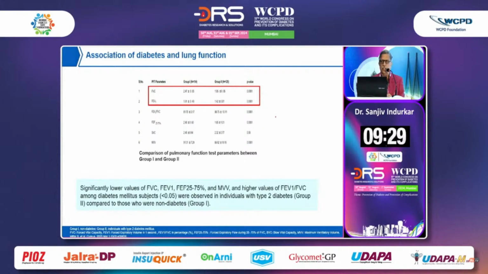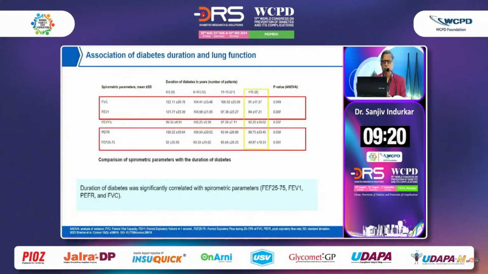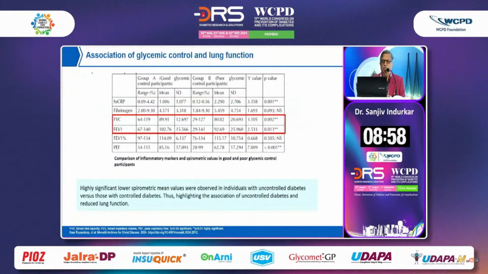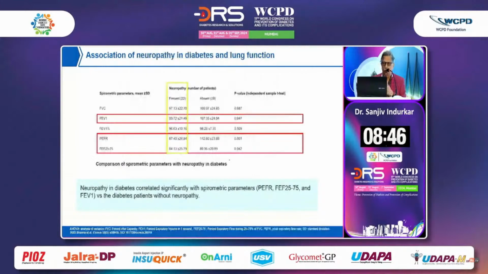Association of diabetes and lung disease. If you look at spirometric parameters, they are definitely deteriorated in a diabetic as compared to a non-diabetic. Very important, we discuss duration of diabetes and degree of glycemia. Both of them affect the spirometric parameters, whether it is duration or level of glycemia. And the more the dysglycemia, the more the respiratory problems would increase, and they would be more in the clinical setup.